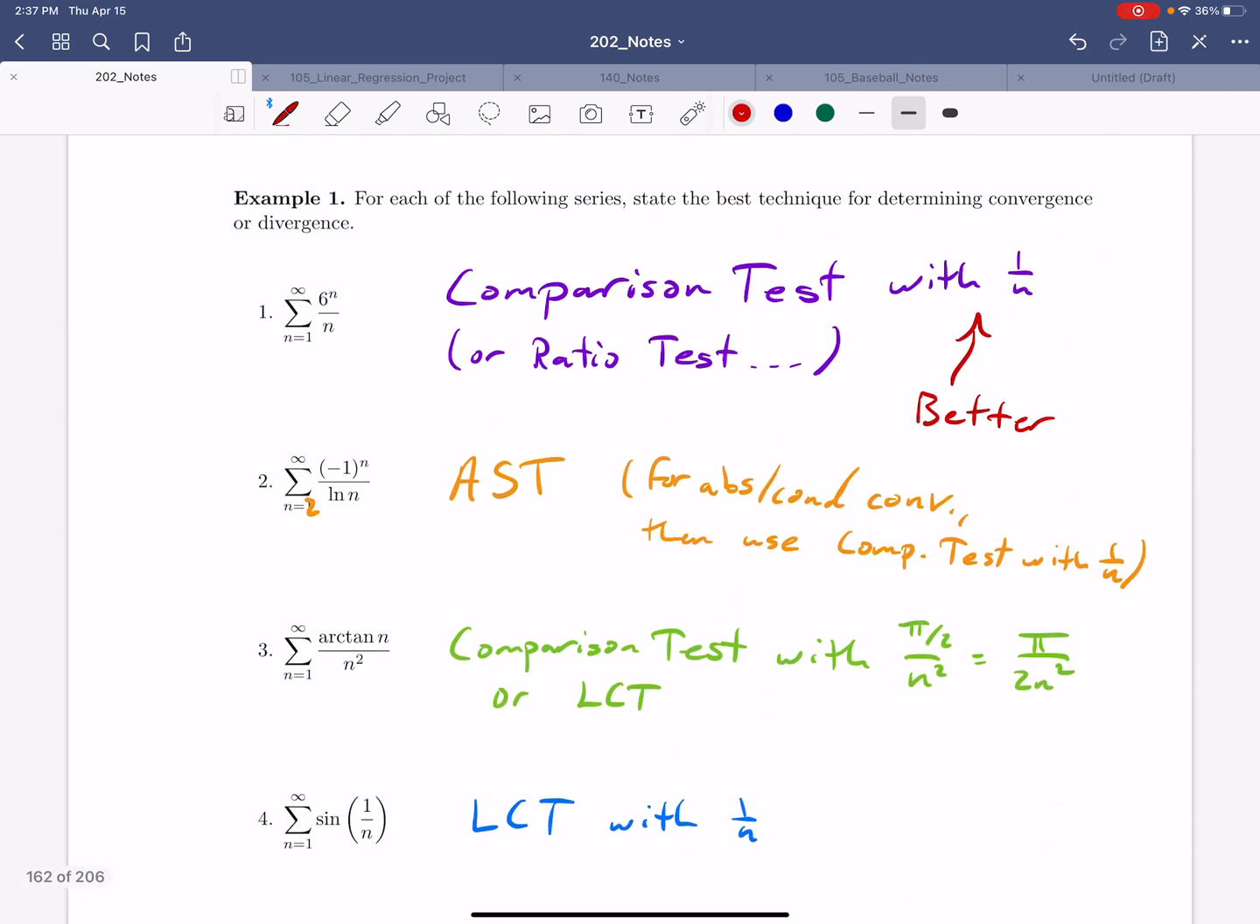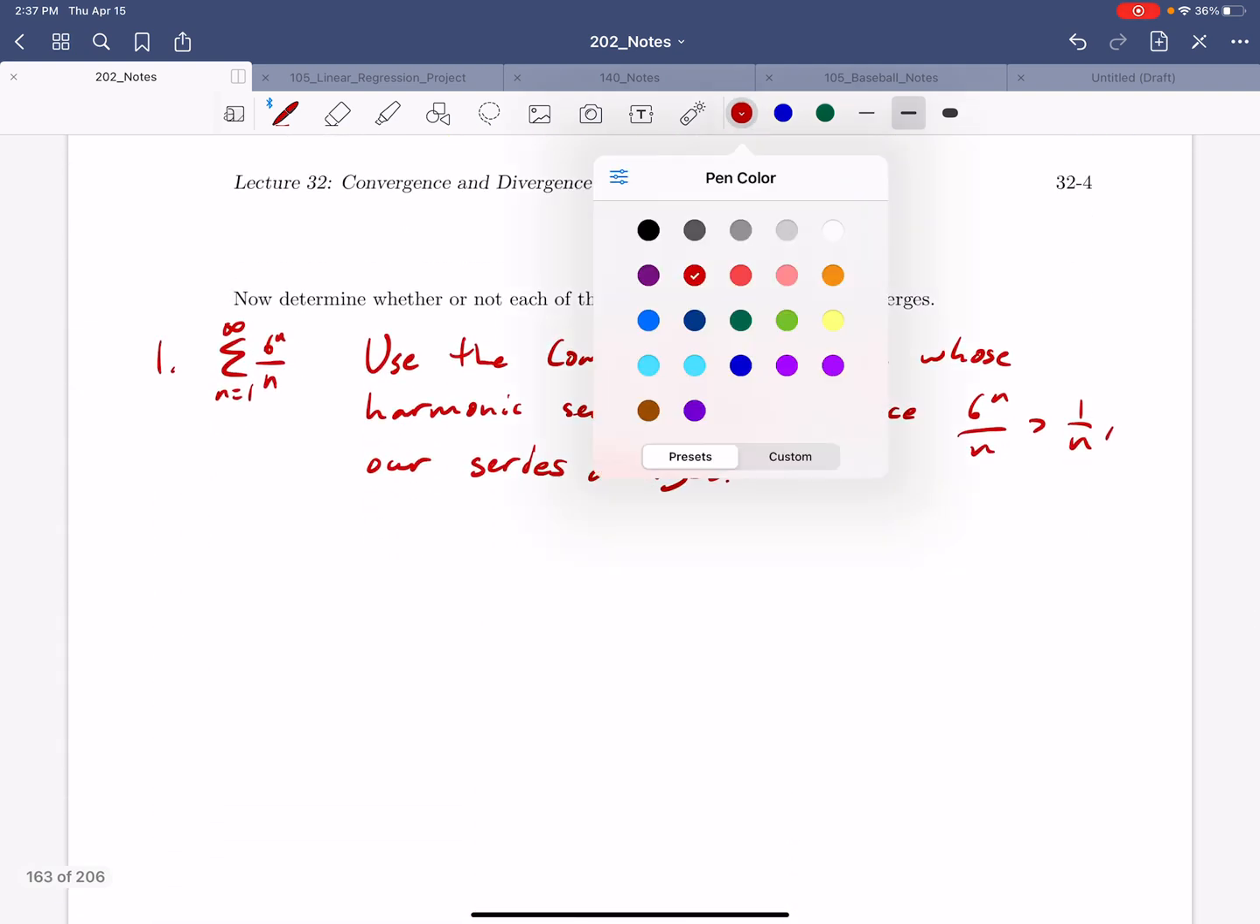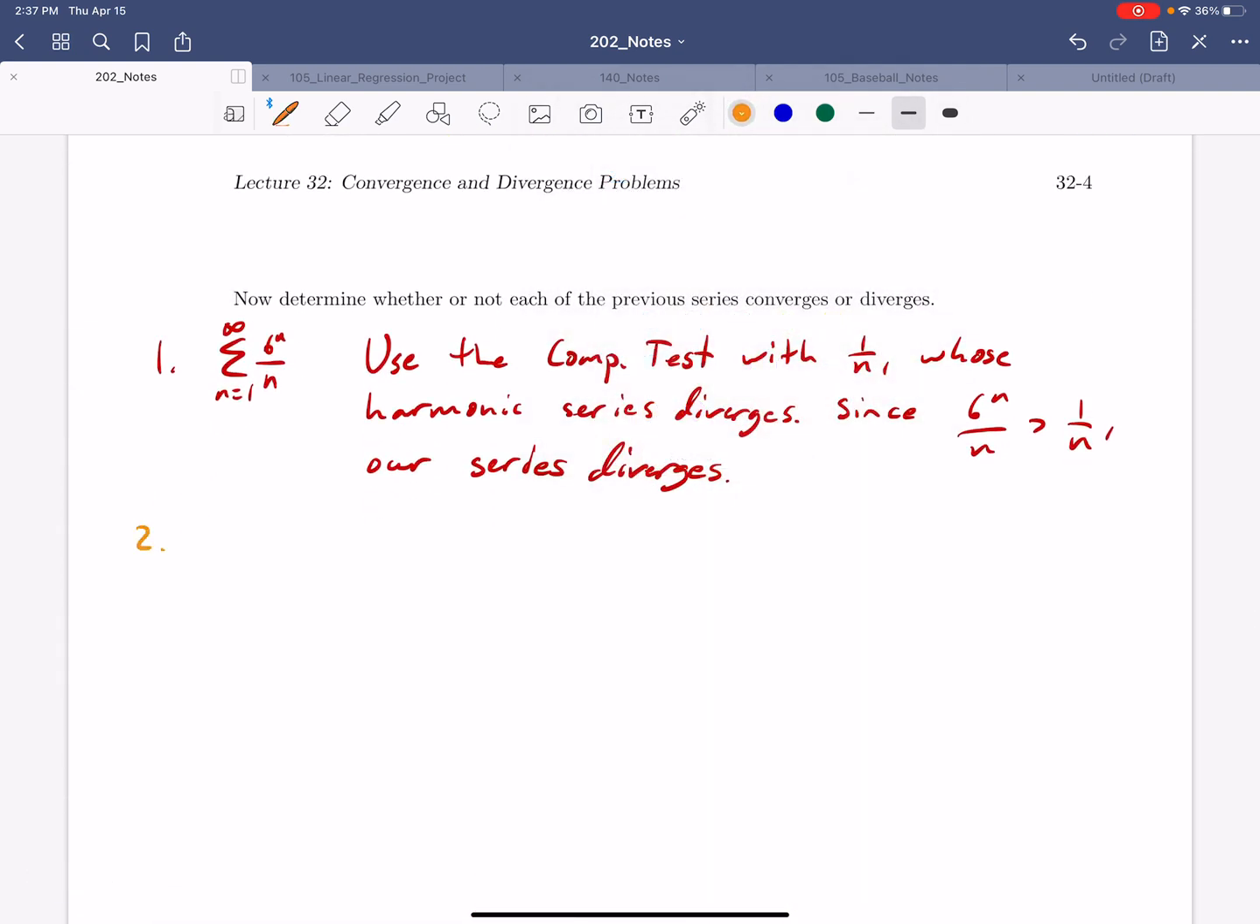Let's look at number 2. All right, we've got that. We've got to start this series at 2, right, or else we're dividing by 0. Not cool. And this is clearly an alternating series test. Now, if I'm just asking for convergence or divergence, then use the AST and be done. Let's assume we're asking for absolute or conditional convergence, okay?